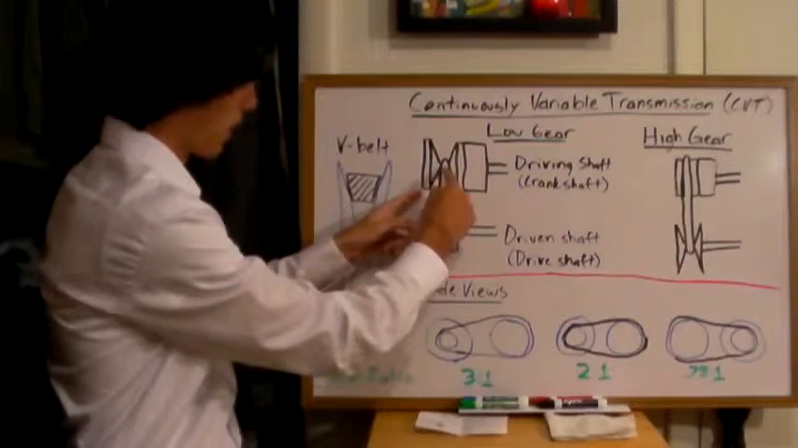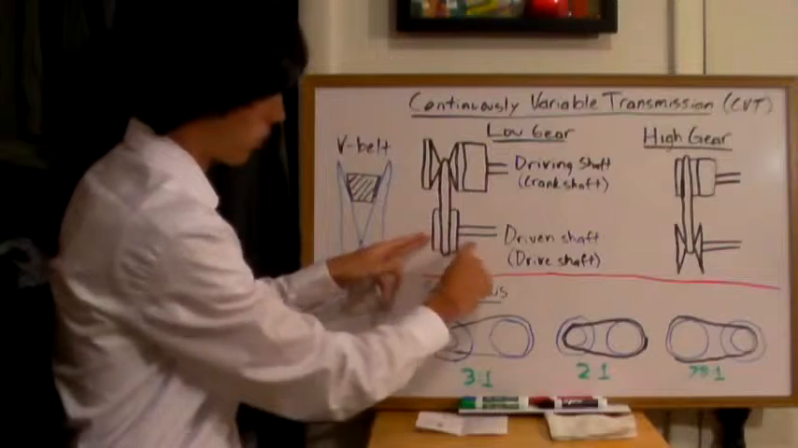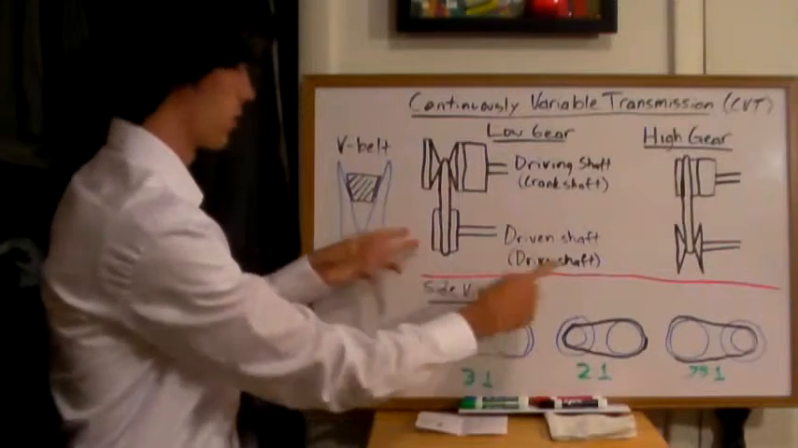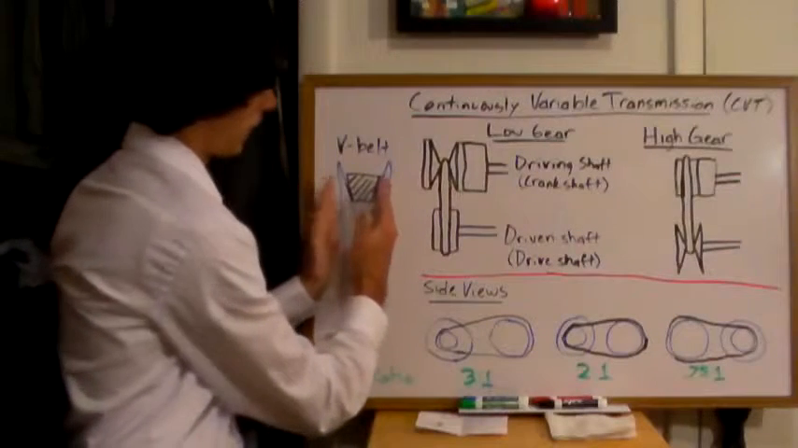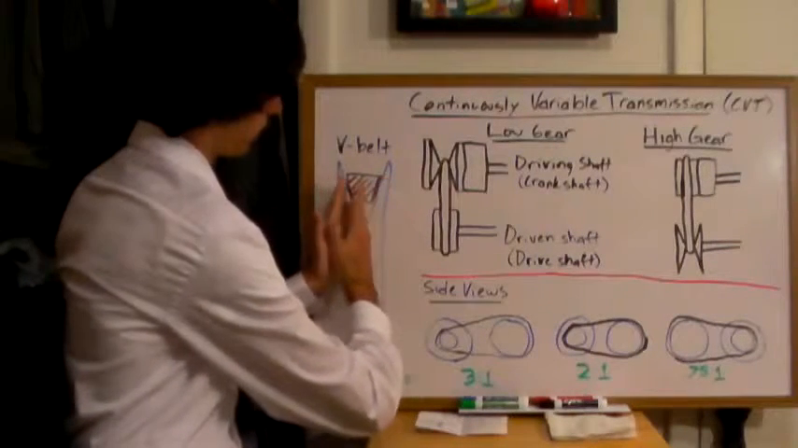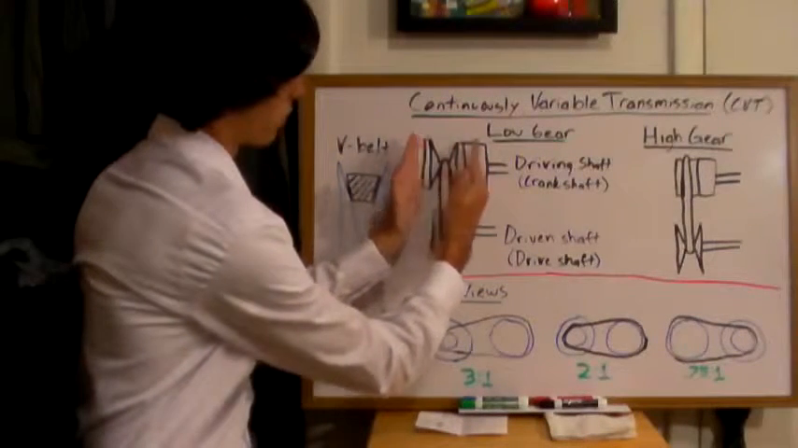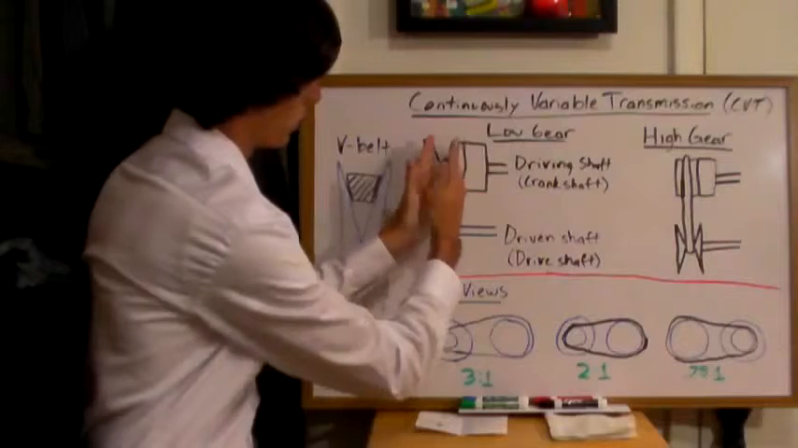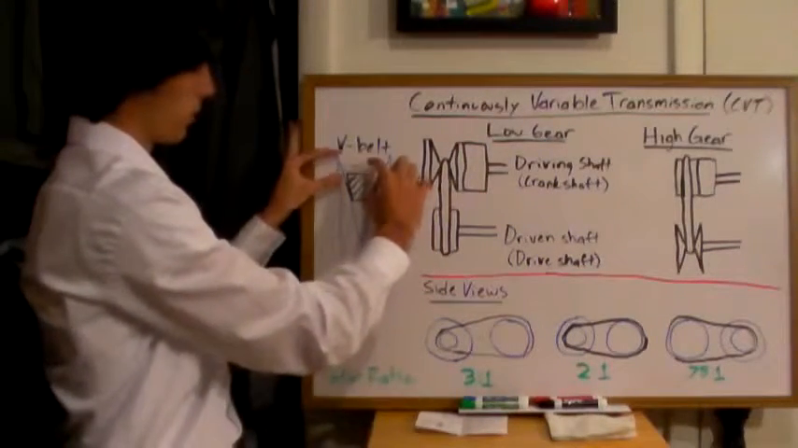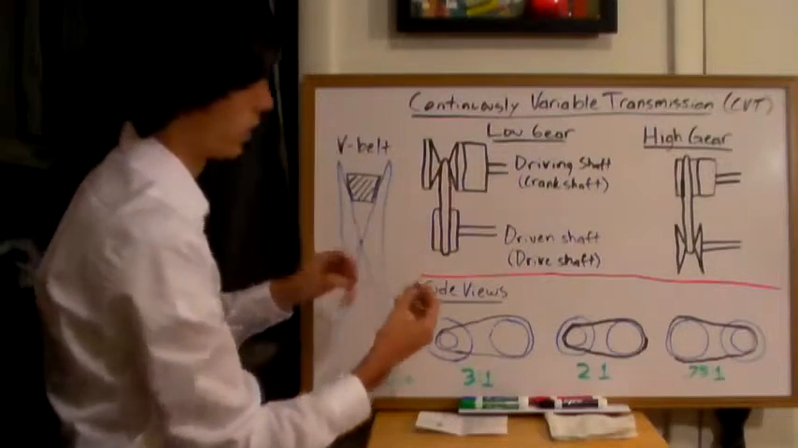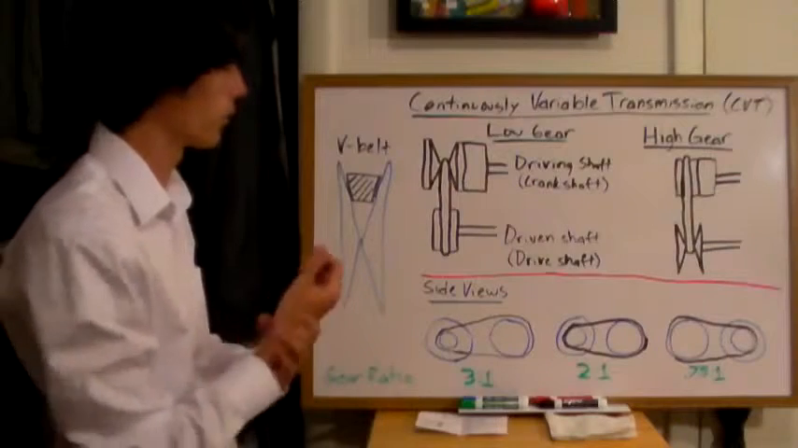Now, you'll have a pulley, like you can see here, connected to your crankshaft or your driving shaft, and that pulley is going to be connected by a V-belt to another pulley, which will be your driven shaft or your drive shaft. And so you're going to have this V-belt here, and as this pulley system closes in or expands out, which can be controlled electronically by the transmission, it will force this V-belt up and down.